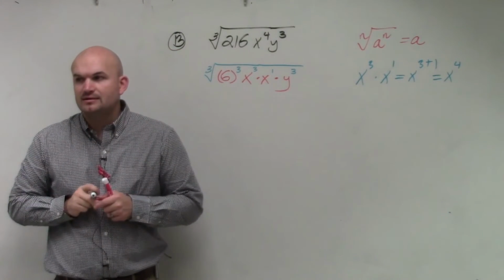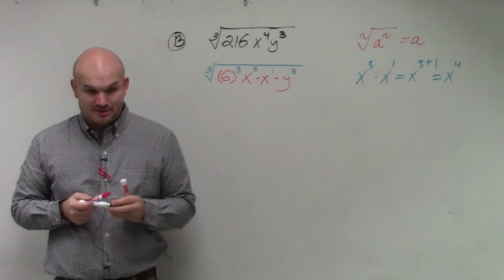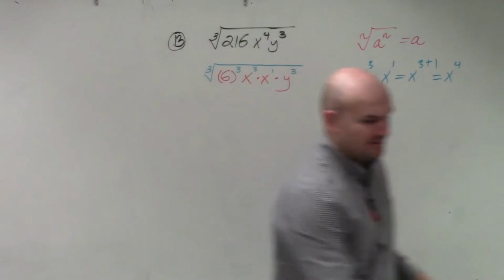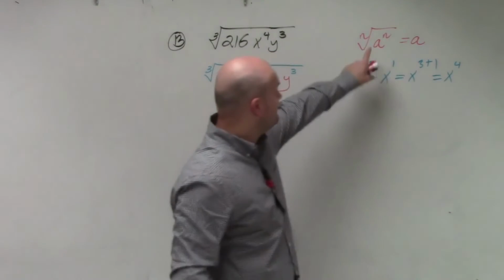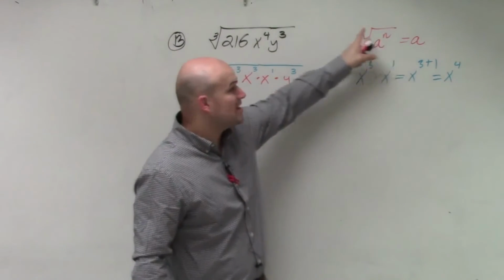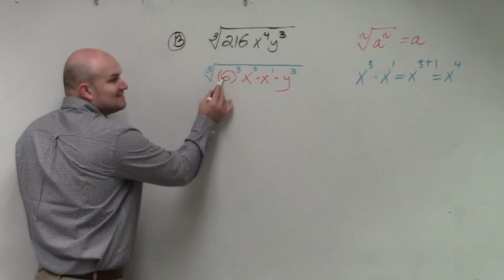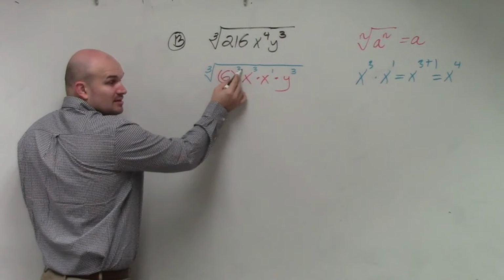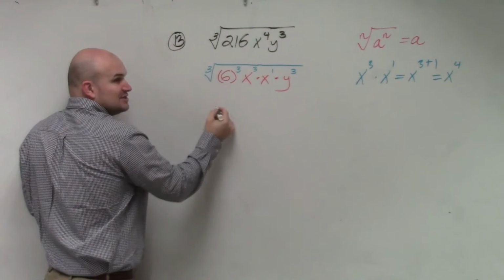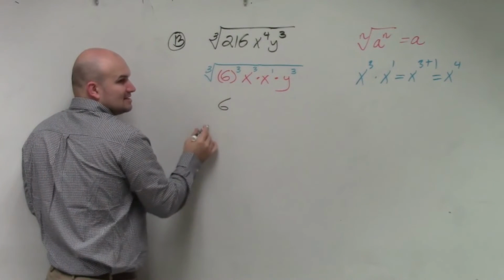Does everybody see that? Now, let's go back through our identity element. Remember the identity element. Whenever I have an exponent raised to the same power as the index, it just equals my base. So Joseph, I have 6 cubed. I'm taking the cube root of that. So therefore, that just equals 6, right?